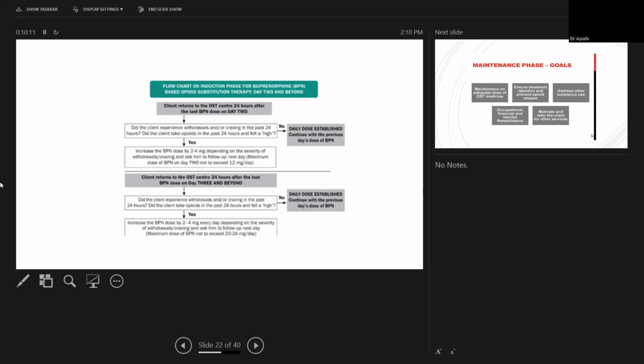Then we'll ask the person to return after 24 hours. And we'll ask, did the client experience withdrawal or craving in the past 24 hours? If no, then that dose is established. Then on subsequent days, if he's still experiencing craving or withdrawal, then we'll increase the buprenorphine dose by 2 to 4 mg every day, depending on the severity of withdrawal or craving. And we'll ask him to follow up next day. Maximum dose of buprenorphine should not exceed 20 to 24 mg per day.